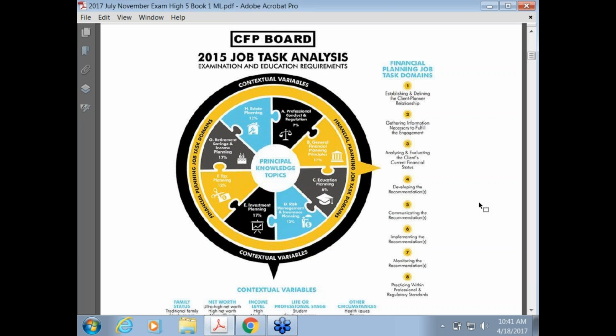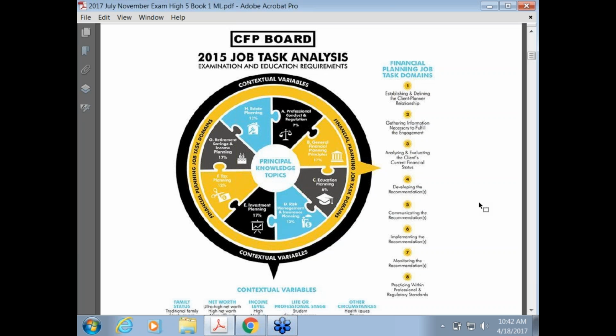So today's session will be in book 1, and we'll get into general principles and education planning. And then, like I said, I'll do a special session on the third piece of book 1, and that's the professional conduct and regulation. So one variable in question writing are these topics, but there's 2 other variables that may be used in a particular question.